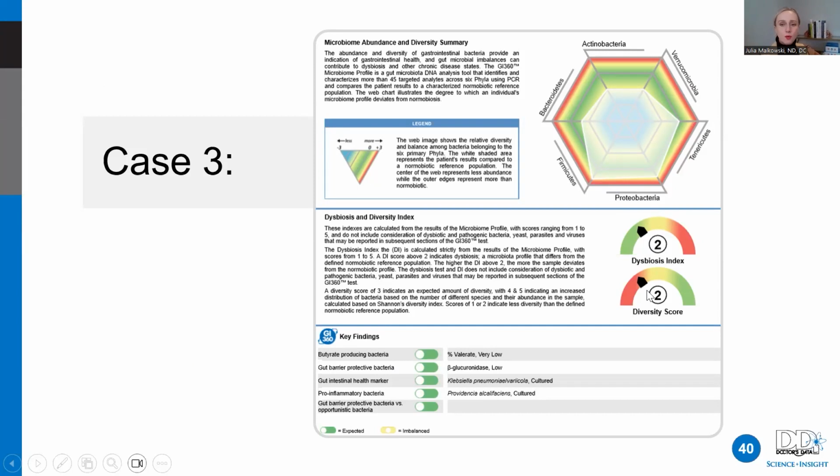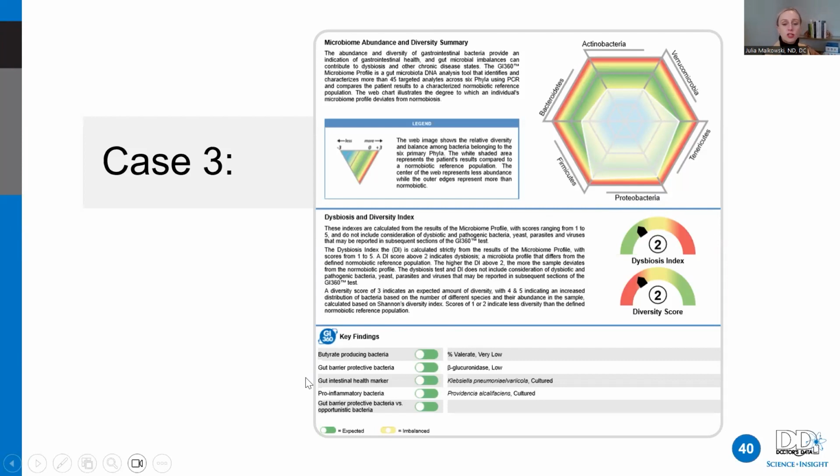So we want to support, to increase diversity, we want to take a look at the phyla that are too low, the actinobacteria, bacteroidetes, and Verrucomicrobia. We want to support those with their dietary inputs. Additionally, the proteobacteria is too high, so I would have a talk about moving away from processed food, things like that. Let's take a step further and look at additional information about the key findings.